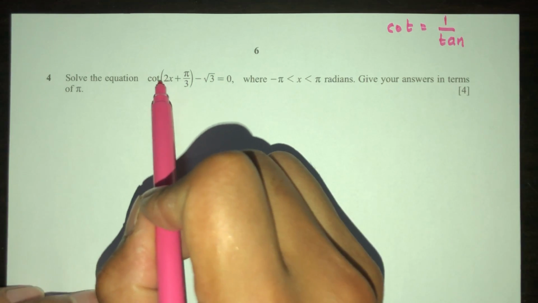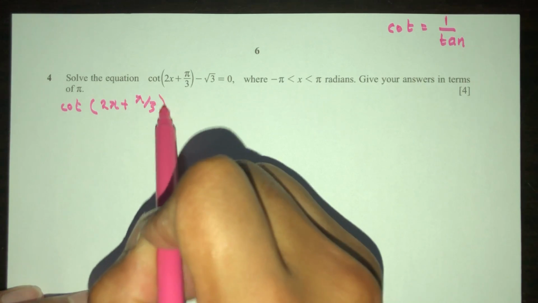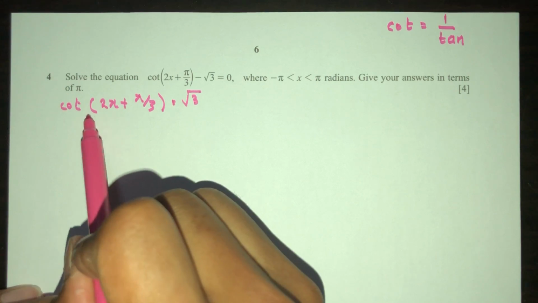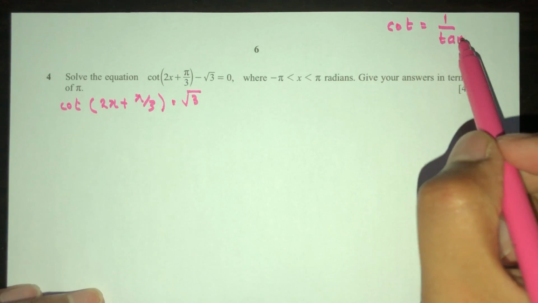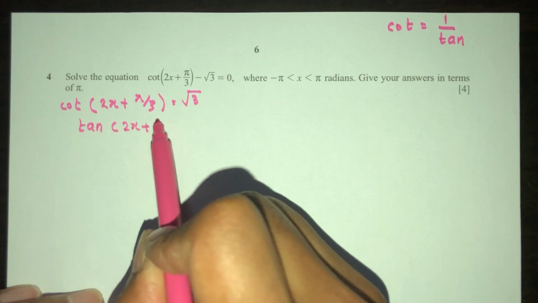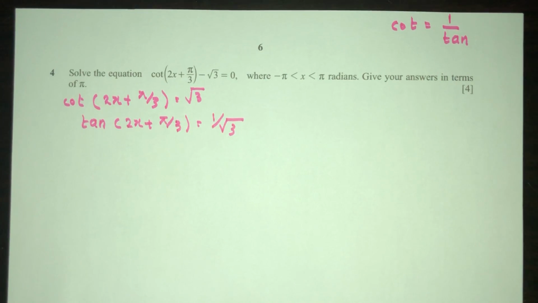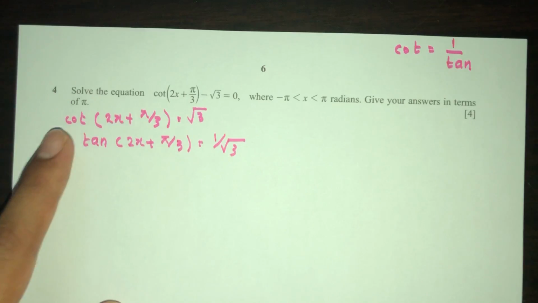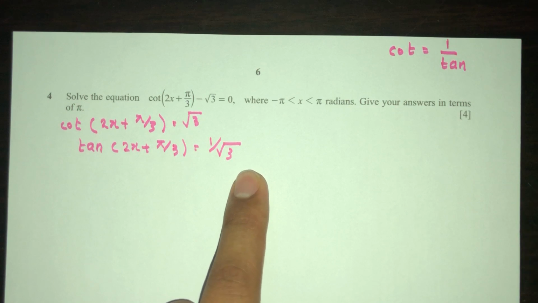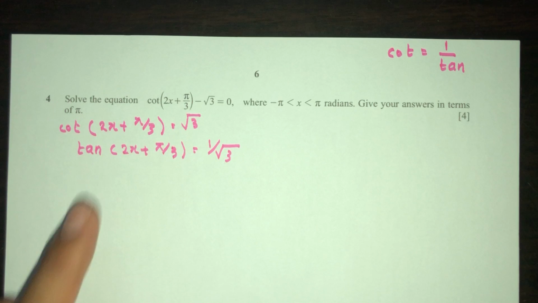First thing first, I can make this one become the subject. So cot of 2x plus pi over 3, send this over here, becomes root 3, right? And then if I were to change this to tan, I'll have to do tan of that value. That will become what? 1 over root 3. Hopefully that makes sense. If it does not, try step by step. First thing first, you can change that to 1 over tan, and then try to make tan become the subject. You'll end up with something like this, right? Step by step, you will end up with something like this.